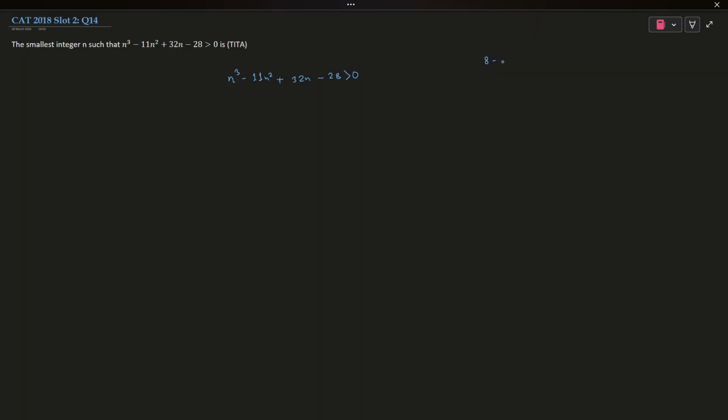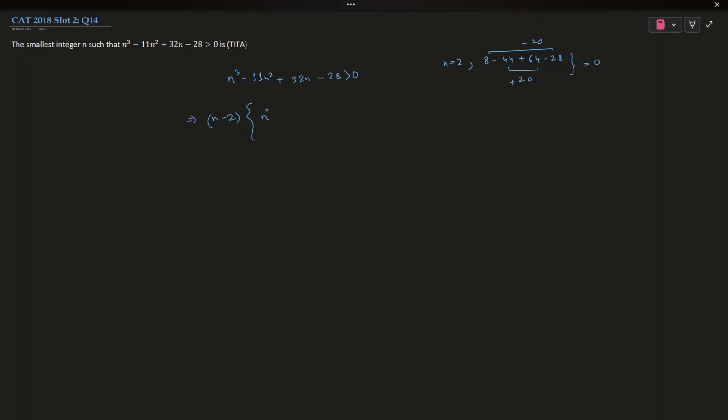2 cube is 8, 2 square is 4, minus 44 plus 64 minus 28. This part will give me how much? 20 plus 20, this part will give me minus 20. So equal to 0. Yes, n is 2, n equal to 2, right? N equal to 2, I am getting this one. So n minus 2.